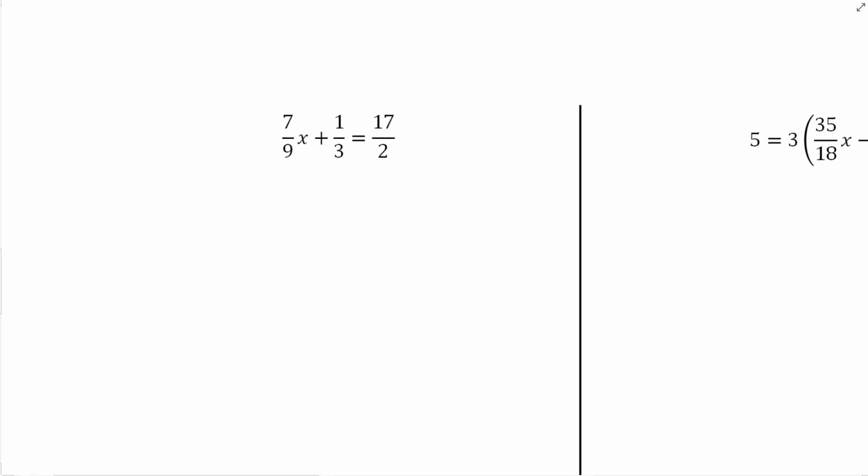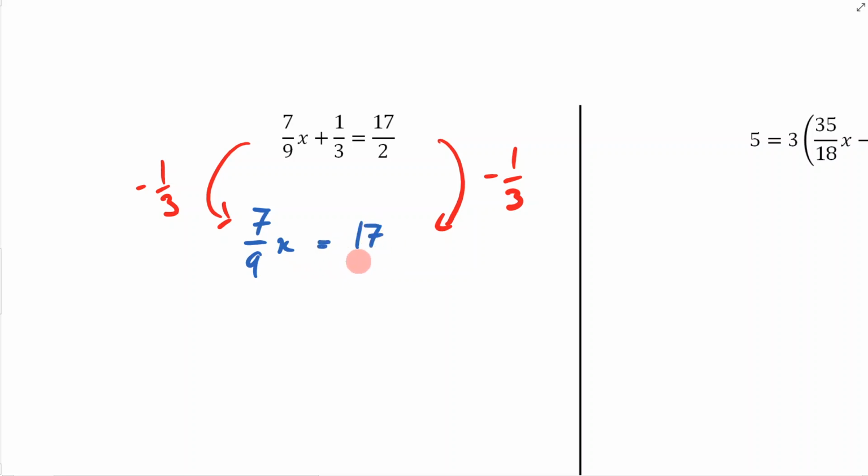All right, so the first thing that I'm going to do is get rid of this plus 1/3. So I'm going to minus 1/3 from both sides. That's going to leave me with 7 on 9 x is equal to 17 on 2 minus 1 on 3. All right, I'm going to need more room here. Let me actually write this just a bit further down. 7 on 9 x is equal to 17 on 2 minus 1 on 3.